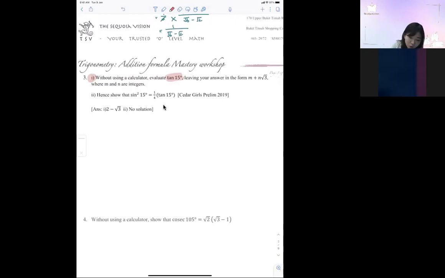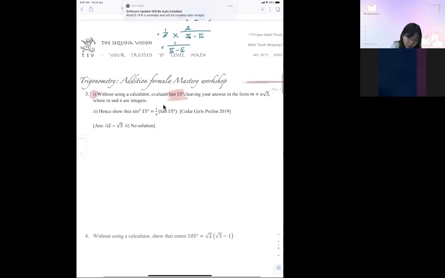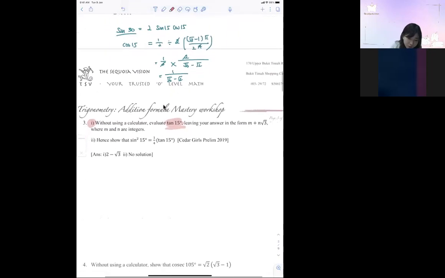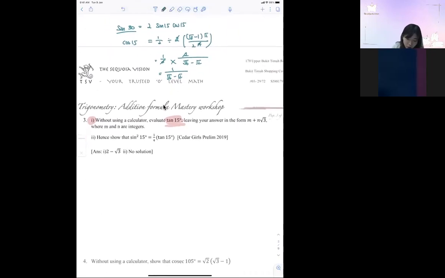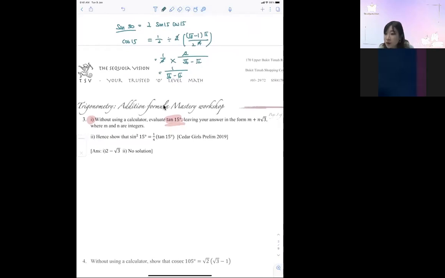Brian, you solve tangent 15 already? It's 12 and minus 6, right? 12 and minus 6. And I solve like I take out 6, then become 2 minus square root 3 over 1. Okay. Can you show me your working?